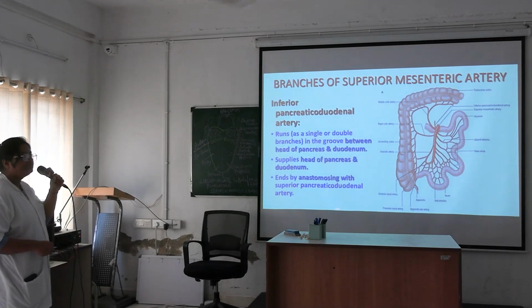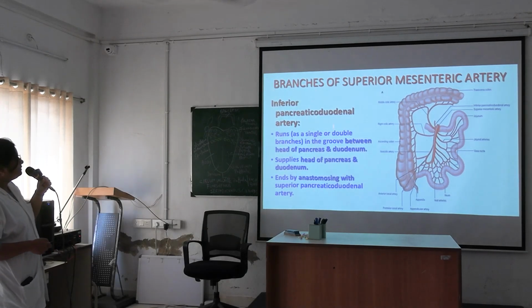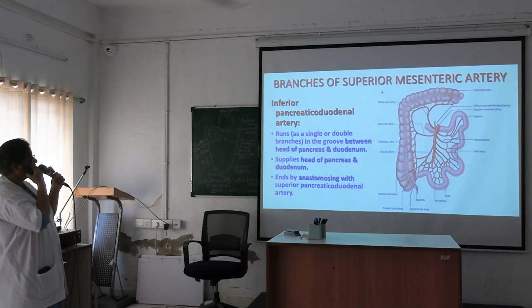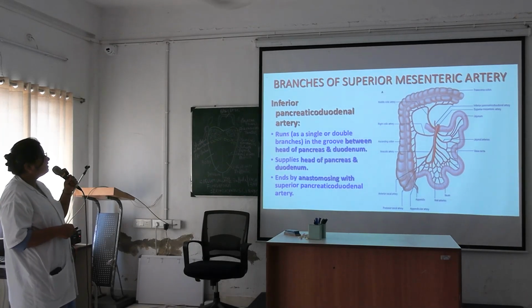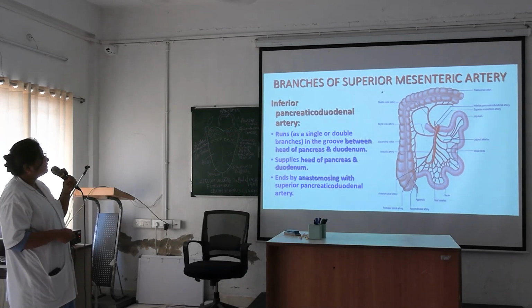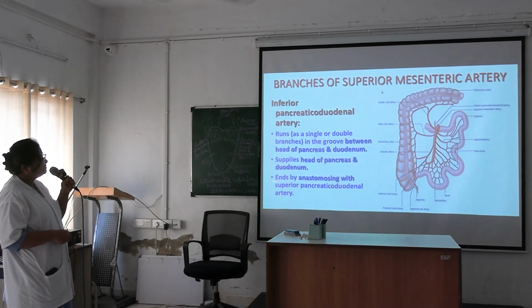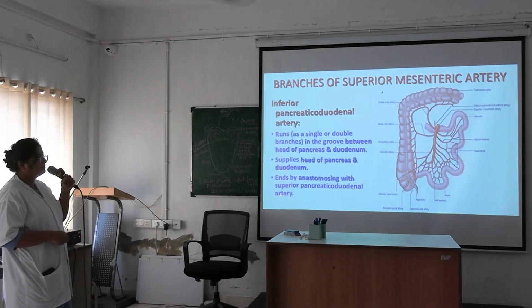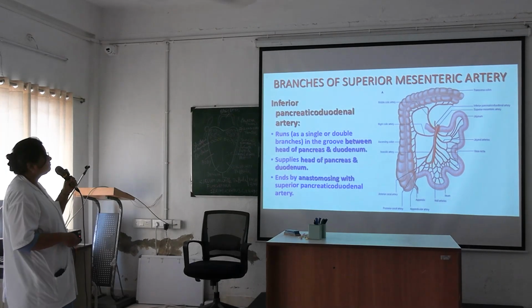Now individual branches. Inferior pancreaticoduodenal artery. It runs as a single or double branch in the groove between the head of pancreas and duodenum, and supplies the head of pancreas and duodenum. It ends by anastomosing with the superior pancreaticoduodenal artery.